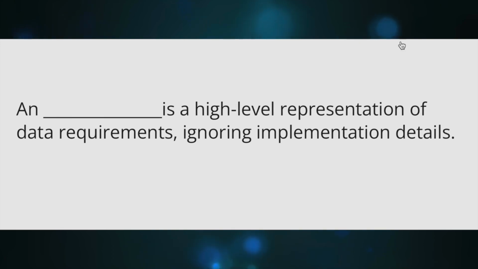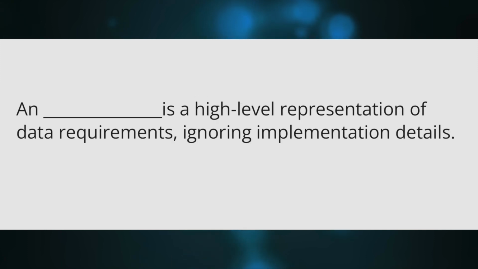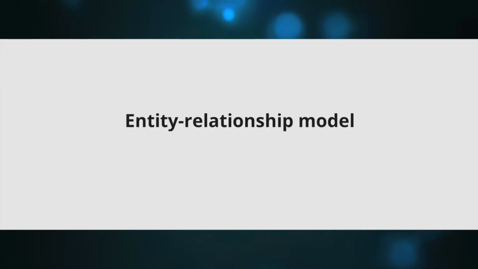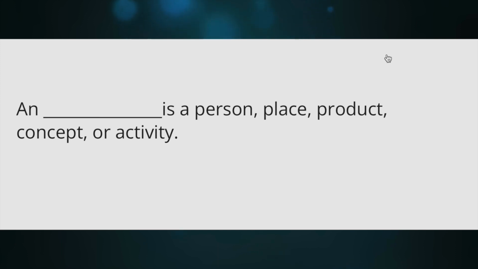And when it's ignoring implementation details, that should really help you relate this to the entity relationship model. Just try to make those words pull towards entity relationship model, ERM. So when you hear that high level representation, entity relationship model, because then you hear the rest, data requirements, ignoring implementation details. So the next one is: a blank is a person, place, product, concept, or activity.